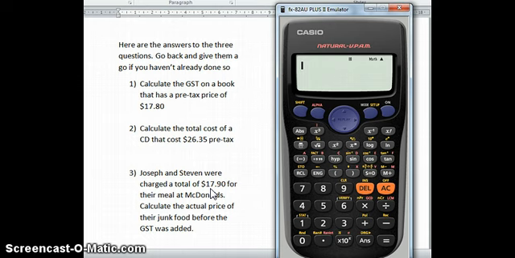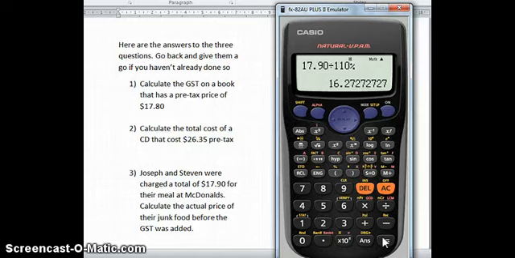Now the third one, if this was the cost of their meal after the GST has been added, I don't know why they're eating McDonald's anyway, we divide by 110%. So $17.90, and we divide by 110%. The cost before the GST has been applied would have been $16.27.